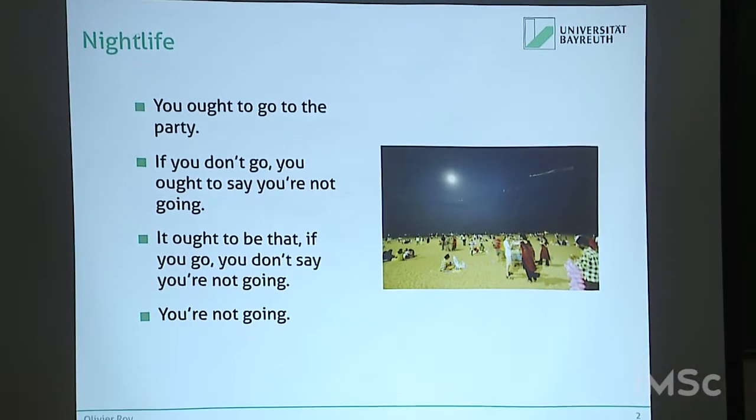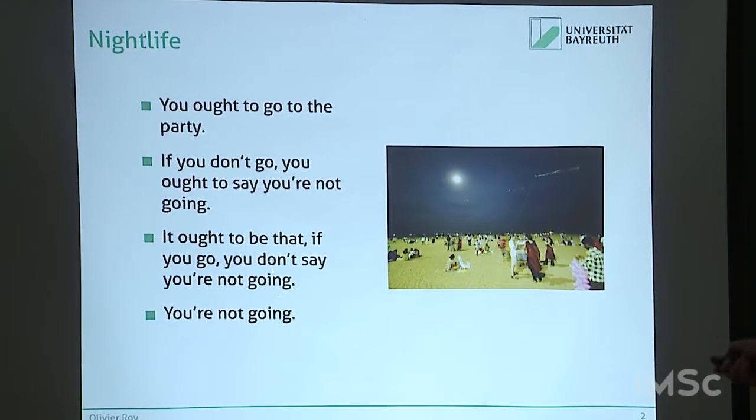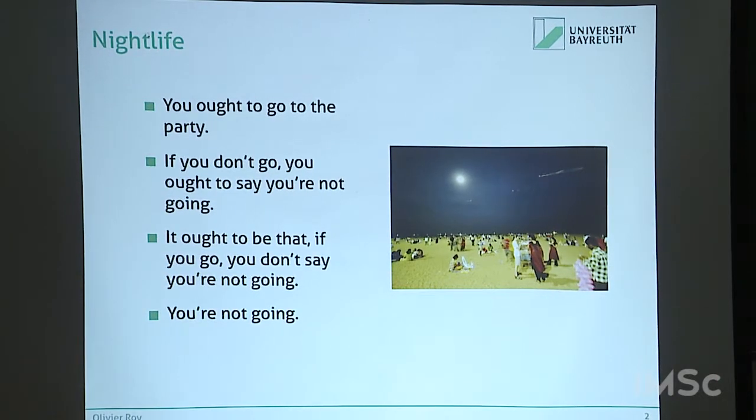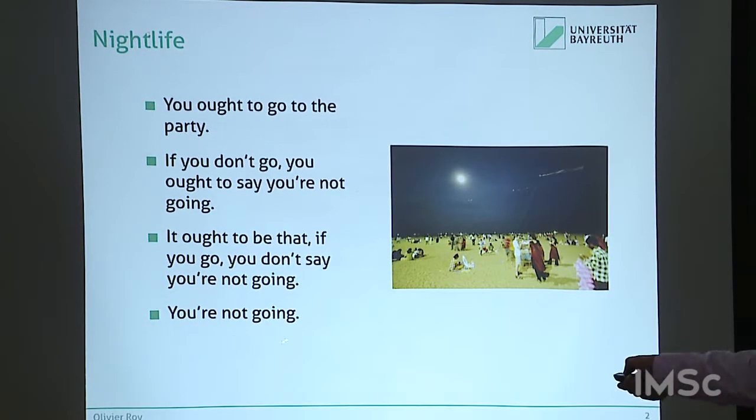So you have this all-out obligation because you promised to go to the party, say, and you have these two conditional obligations. If you don't go, you should say that you're not going, and if you go, you should not say that you're not going. But in fact, you're not going. So you're actually not going to the party. Now, this example is known as Chisholm's paradox, or the contrary-to-duty paradox. It's a situation where what you're doing is actually contrary to your duty. Your duty is to go to the party, and we want to know what you ought to do.